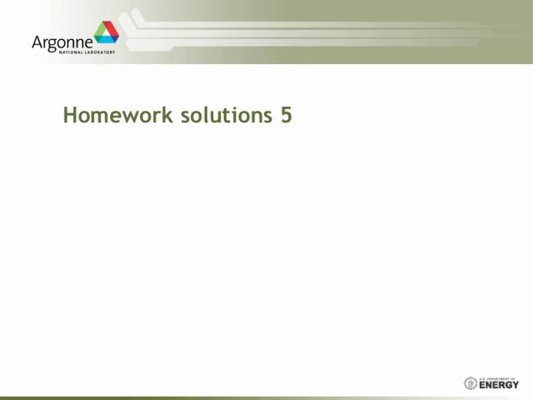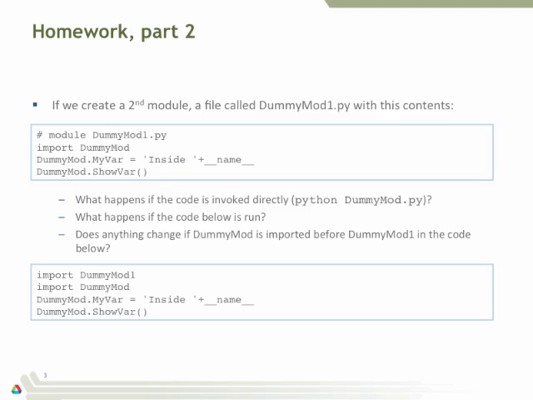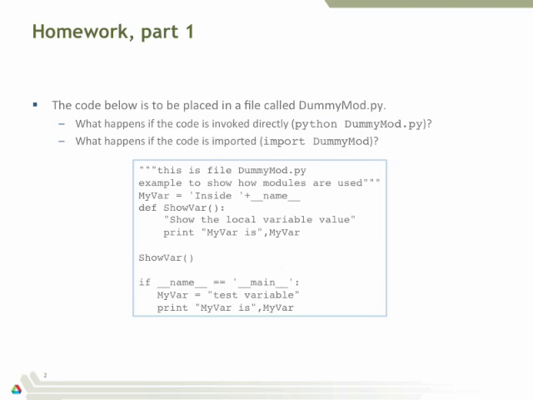Let's pick up with the last homework assignment, which was to place some code in a dummy module. If you place this code in a dummy module, what happens if the code is invoked directly, and what happens if this code is imported? And then the second thing was to create a second file and see what happens there. Actually, I think we'll just run these things.